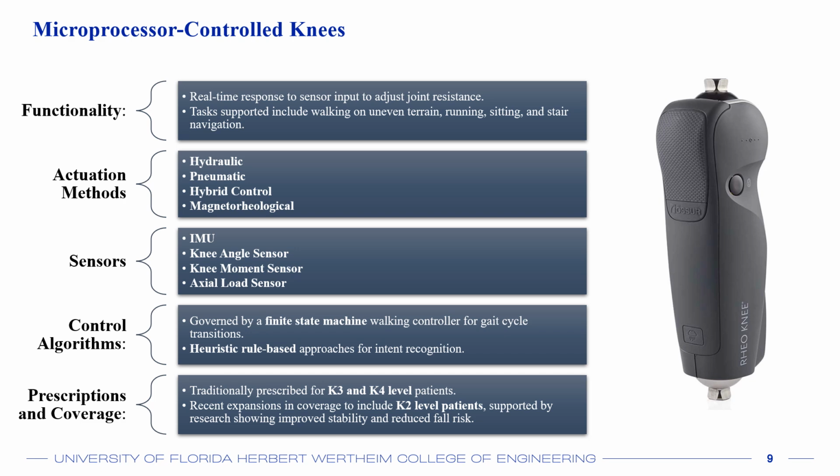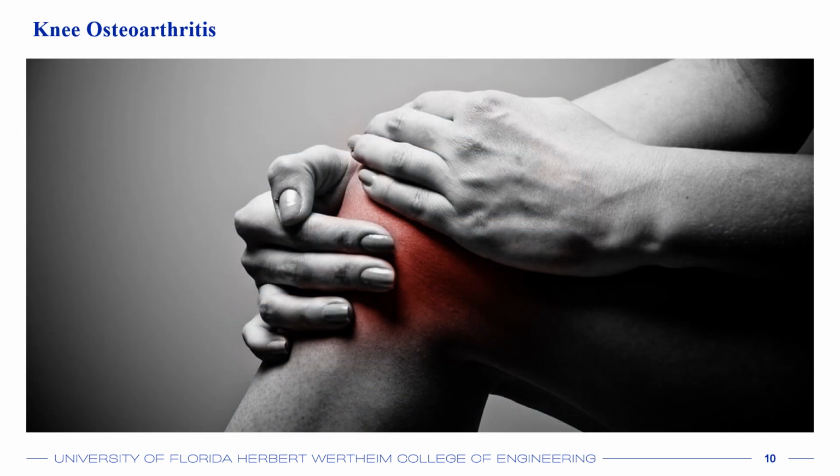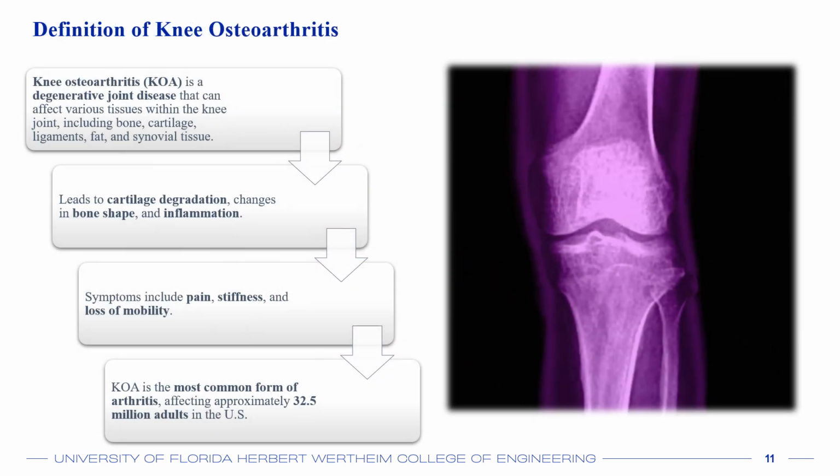This brings us to the next segment of information relevant to this study, which is knee osteoarthritis. So as per the Arthritis Foundation, knee osteoarthritis is a degenerative joint disease that can affect various tissues within the knee joint, including cartilage, fat, bone, and synovial tissue, as well as ligaments within the joint.